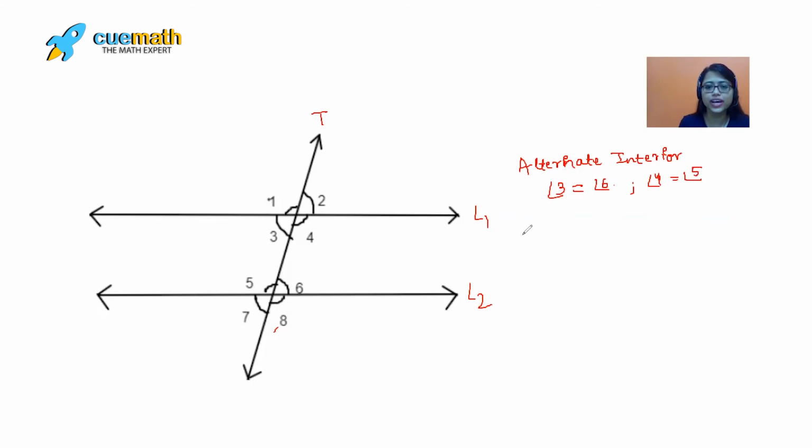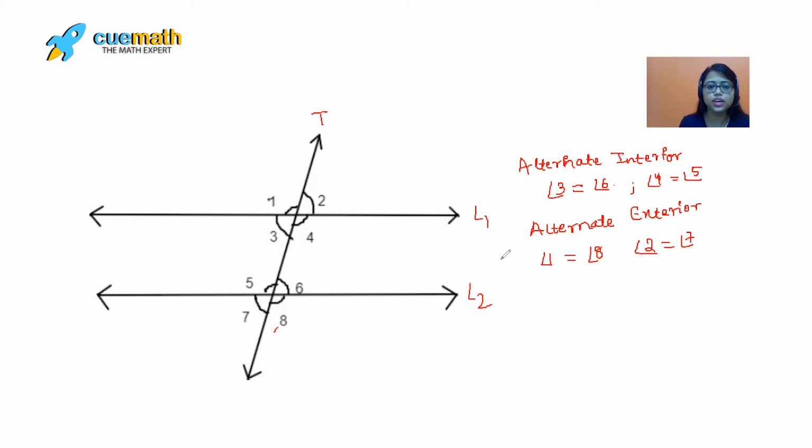So next we go ahead with alternate exterior angles. We have done alternate interior, and now alternate exterior angle. Which are these? Angle 1 and angle 8, and they are also equal. So angle 1 is equal to angle 8, and also you will see that angle 2 equals angle 7. Super easy, guys. This is very, very simple.